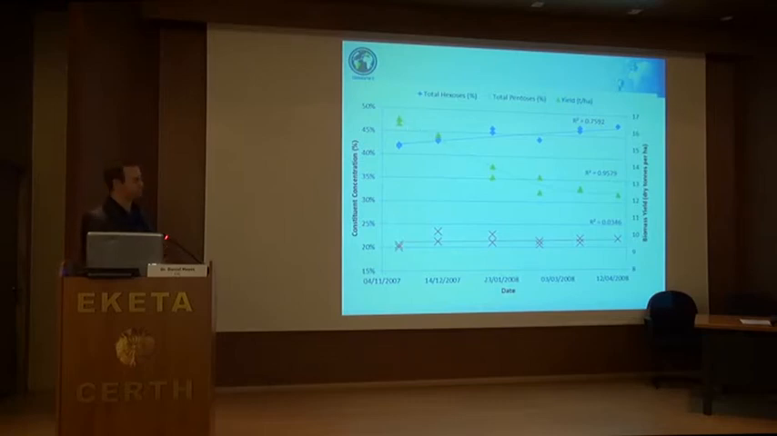What happens to the composition? This is your pentose content, there's no change. This is your hexose content, it goes up, and that is because you have more cellulose in the stems than the leaves, and over time you have more stems than leaves.